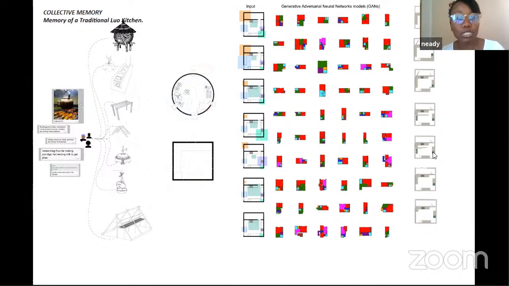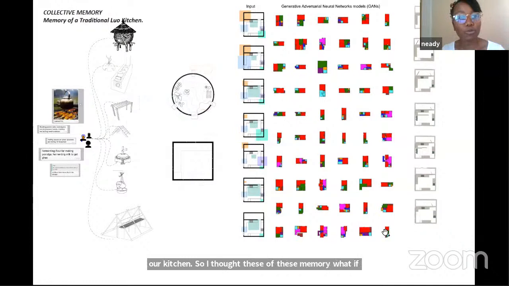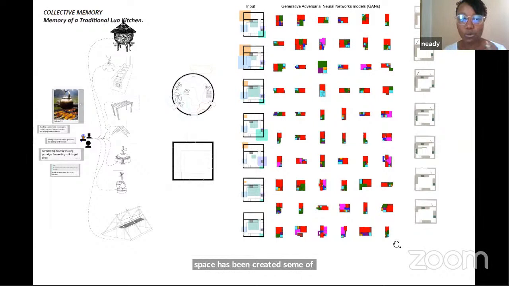So I thought, what if memory could be a form of database for, for example, here I used the Akigan machine learning model. These memories can be translated into space, and the way we interact with space is directly related to our memories. But in the way urban space has been created, some of these memories have to be forgotten, and some have to have space outside of them. So I thought of mapping these memories into space, and then mapping them into an urban space, if we can have a kitchen that moves with whatever activity wants to happen.